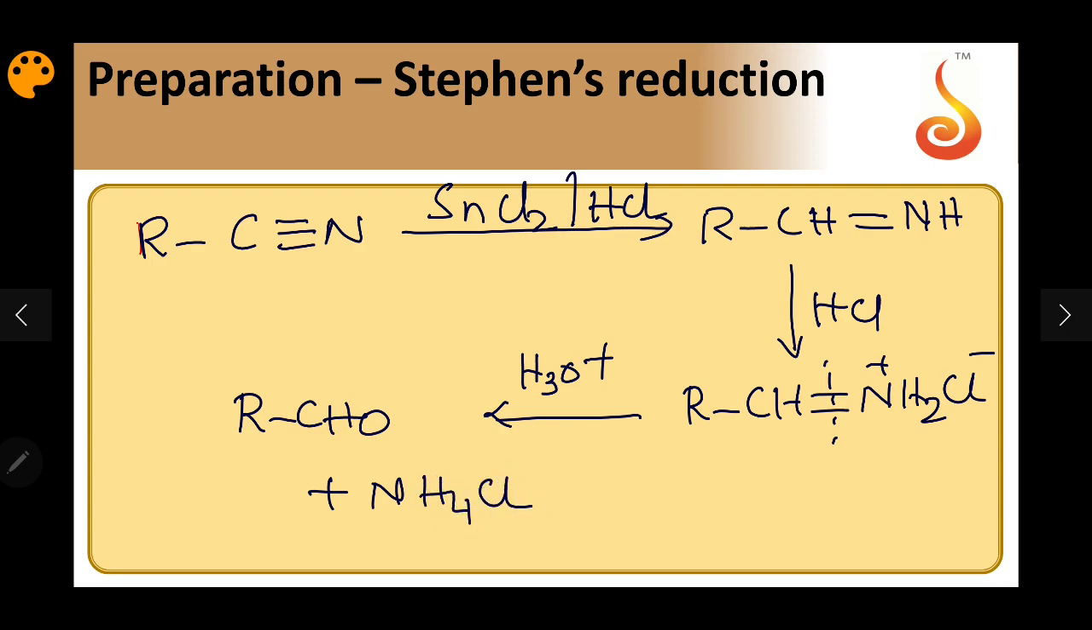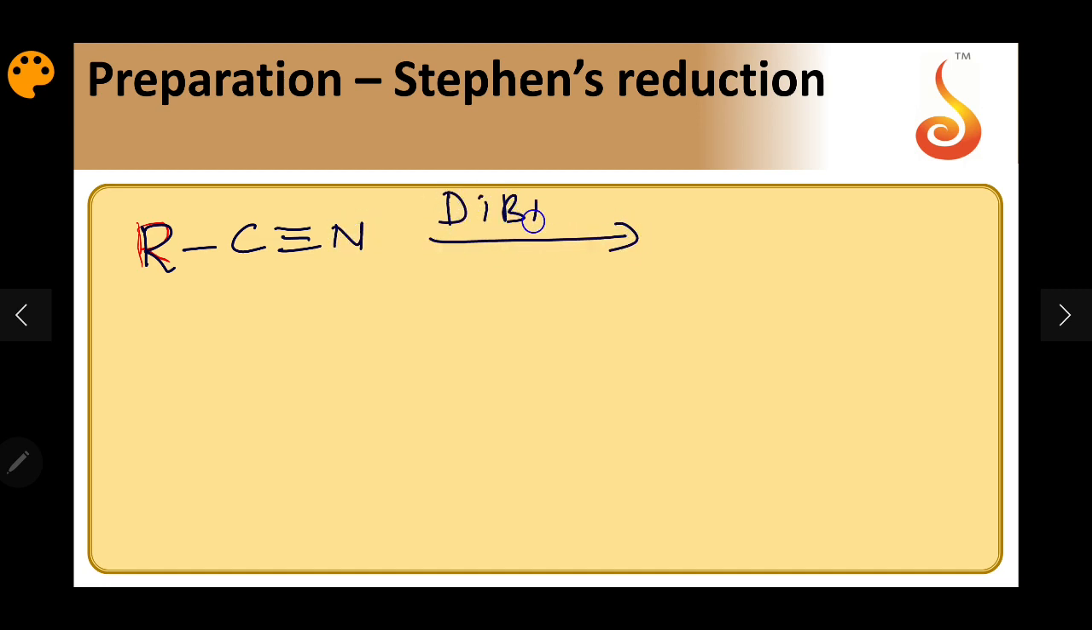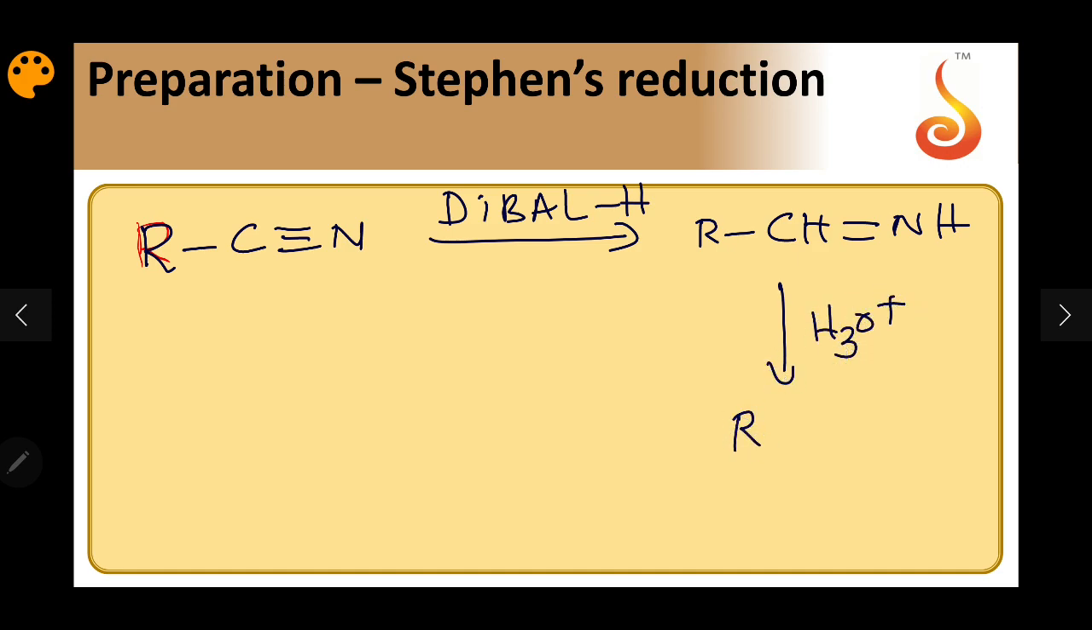This is Stephen reduction. In the same way, the cyanide can also be reduced by using DIBAL-H, giving imine. There is no imine salt now, it is imine. Imines are always hydrolyzable to form the corresponding aldehyde with the loss of ammonia. This is the basic conversion of cyanide to aldehyde.